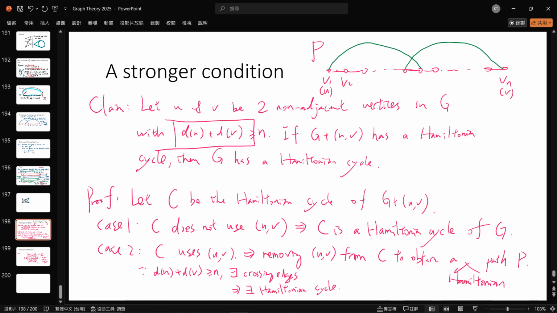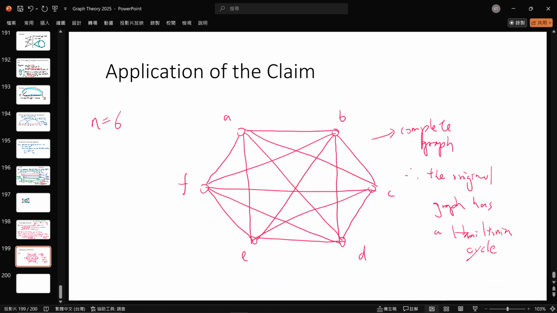And actually, if you want, you can reverse engineer this proof to get from the larger Hamiltonian cycle to a Hamiltonian cycle for the original graph. Well, for this case, you don't need to modify anything. For this case, you need to remove the new edge and find the crossing edges, okay? So actually, you can turn this proof into an algorithm, okay? Right. So this is the application, okay?